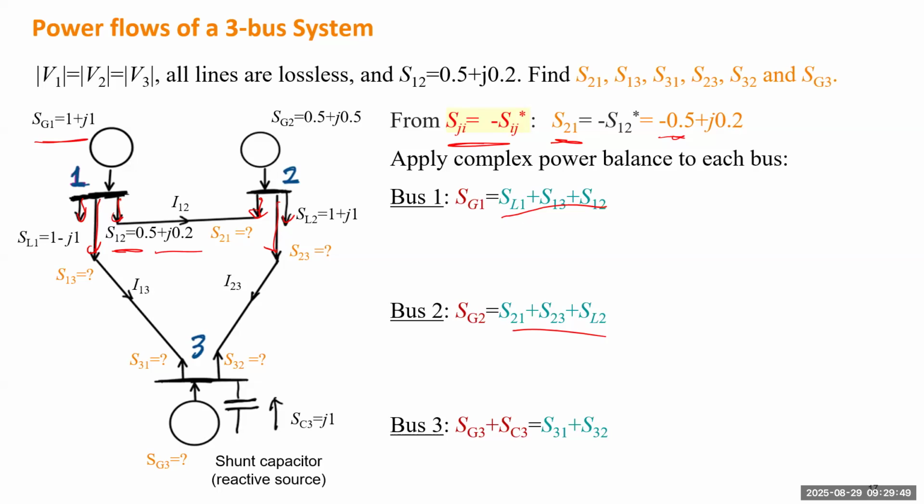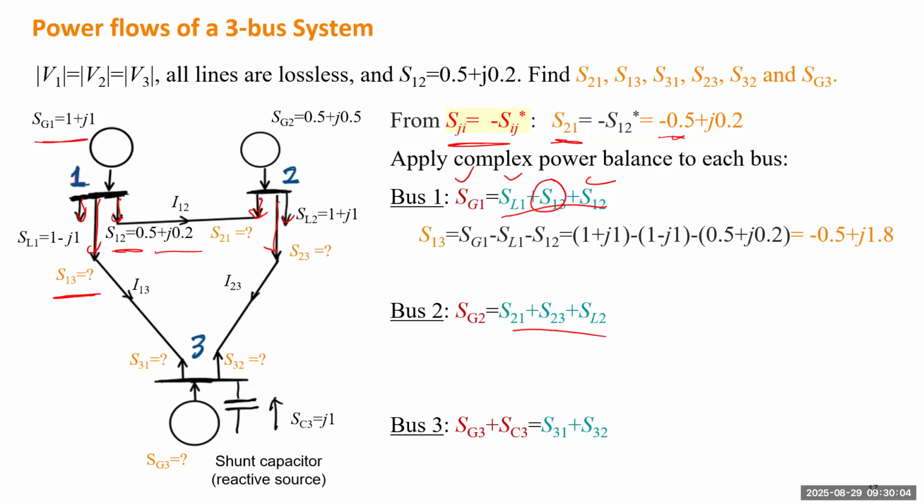And we start from bus 1 because only the line flow from 1 to 3 is unknown. So only this one is unknown. Anything else is already known. So we'll have this one, and we calculate S13. So immediately we can get S31, which will just change the real value by adding a negative sign, and we keep the imaginary value the same.